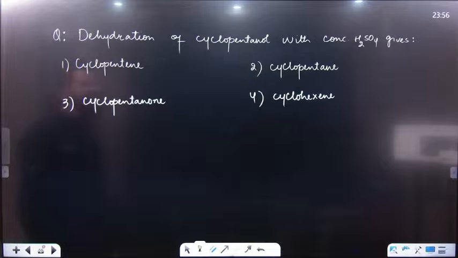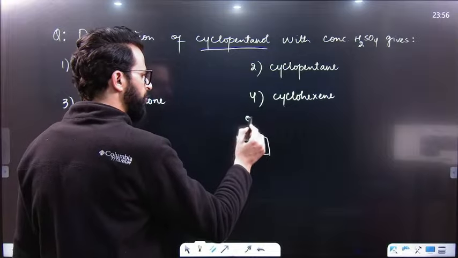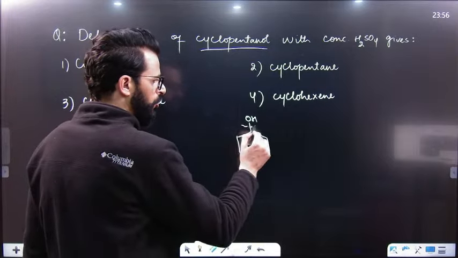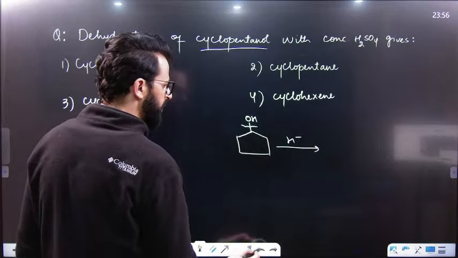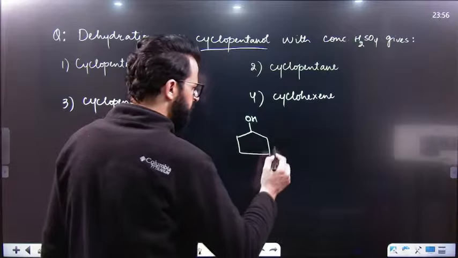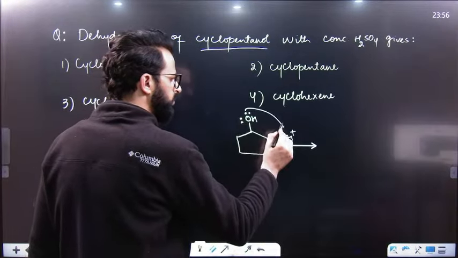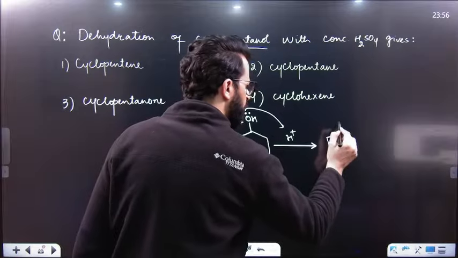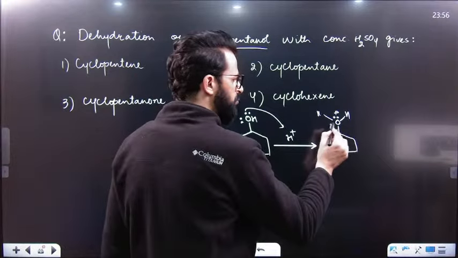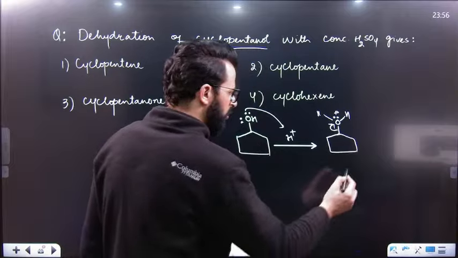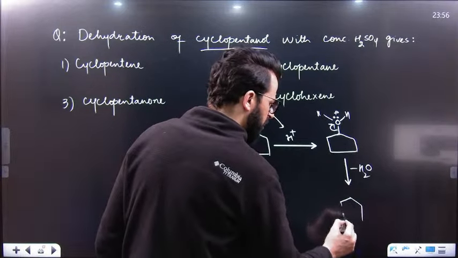After that, dehydration of cyclopentanol. Cyclopentanol is this one, my dear students. What will happen? On treatment with H positive, it first reacts with H positive. When it reacts with H positive, it results in the formation of OH2 with a positive charge. Then this water will be lost. When water is lost, it results in the formation of a carbocation.